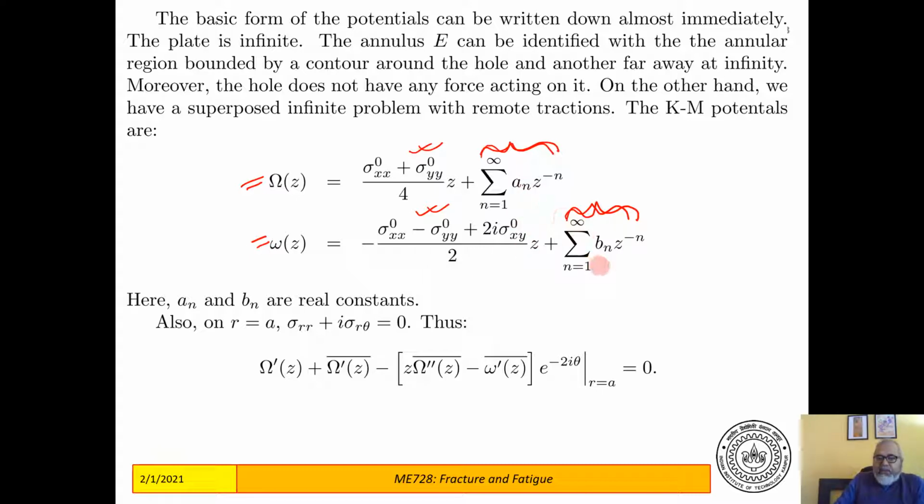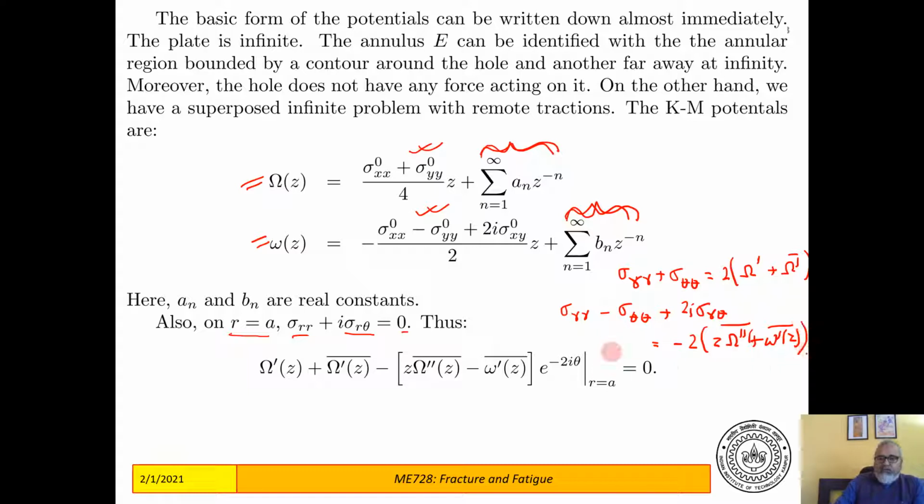How do you determine an and bn? Of course, you determine them from the boundary conditions, and so the boundary condition is on r equal to a, sigma rr plus i sigma r theta has to be equal to 0. So apply the KM equations in polar coordinates now. In polar coordinates, sigma rr plus sigma theta theta is equal to 2 times omega prime plus omega prime bar. So this is the first equation. The second equation is sigma rr minus sigma theta theta plus 2i sigma r theta equal to minus 2 z bar omega double prime plus small omega prime. This is the form.